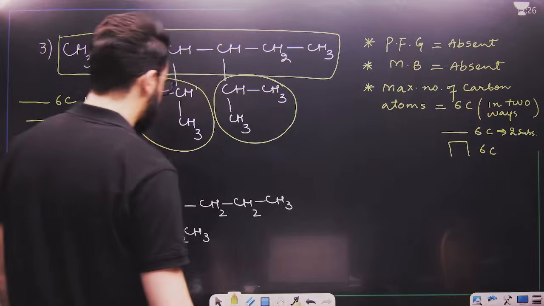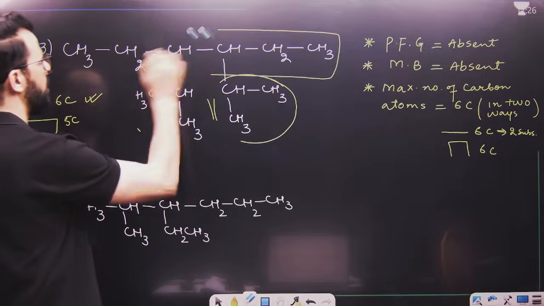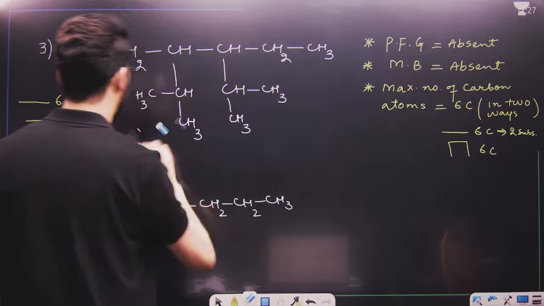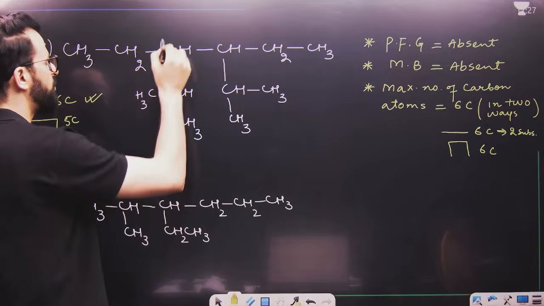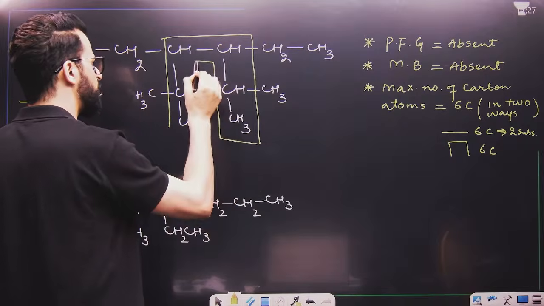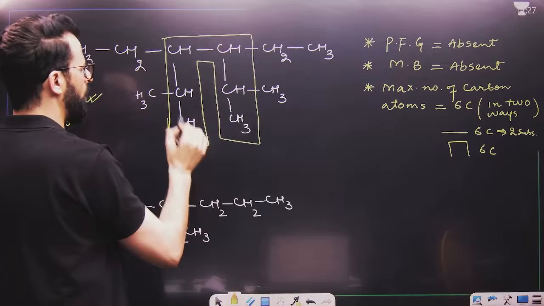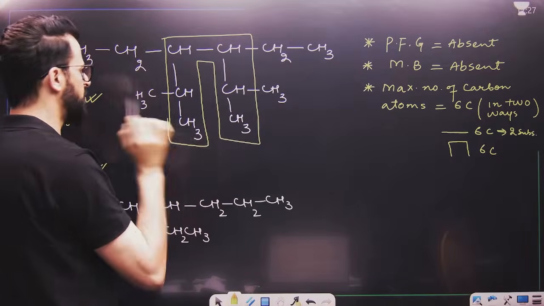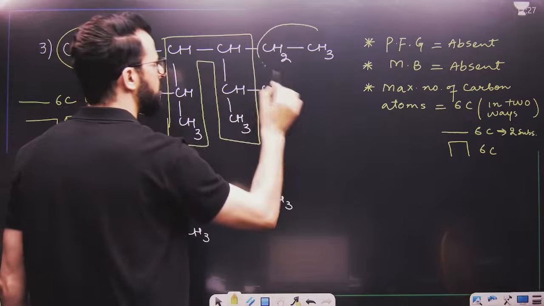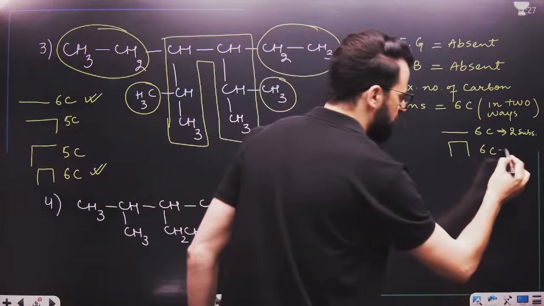But what about this one? Let me erase this once again. Have a look. Try to understand things. If this is the parent chain, this one, 1, 2, 3, 4, 5, 6 carbons are there. Now one substituent is this, this is another, this is another, this is another. So how many substituents are there? There are 4 substituents.